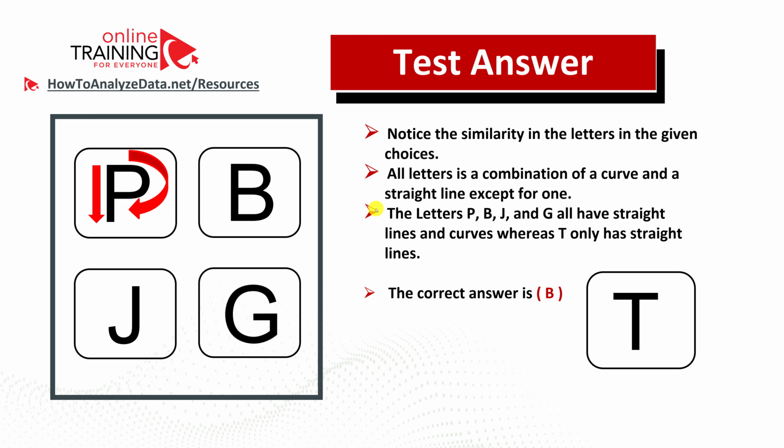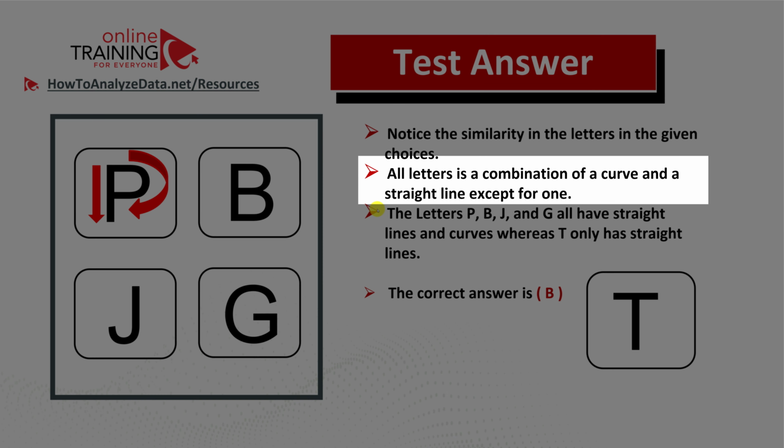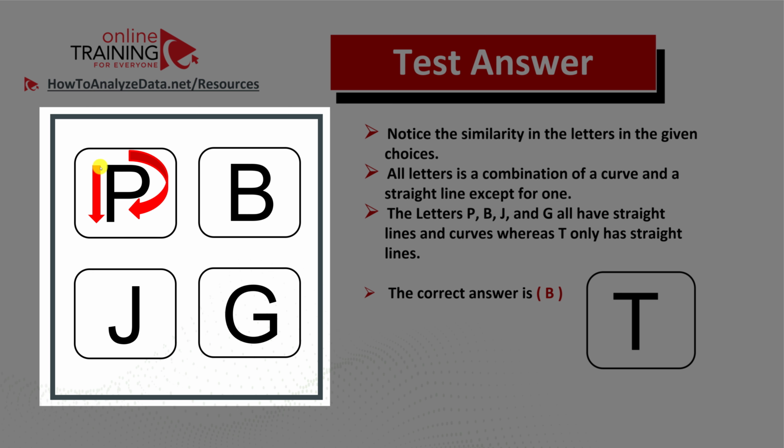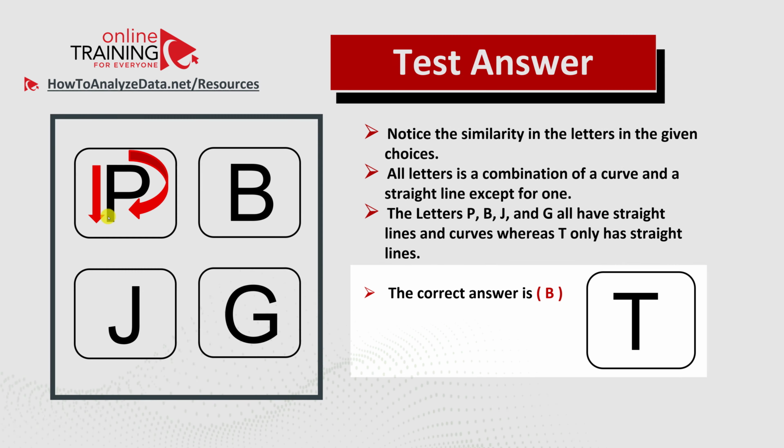When you look at the patterns, you can notice the similarities in the letters for the given choices. All letters are a combination of a curve as well as a straight line, with the exception of one. The letters P, B, J, and G presented here all have a combination of curve as well as straight line. The only letter that does not match this pattern is letter T. So the correct choice here is choice B, letter T. Hopefully you've nailed this question.